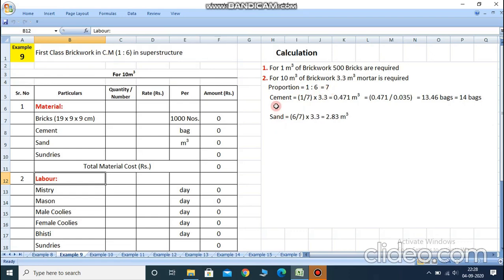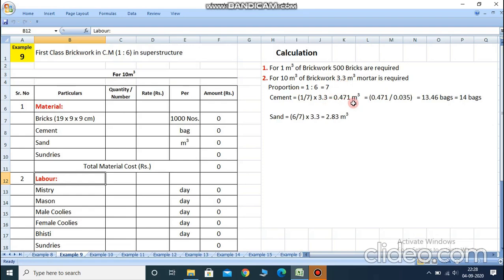Now first we find out the quantity of the cement. Quantity of the cement is equal to 1 divided by 7, meaning one part of cement out of 7, the summation of 1:6, multiplied by 3.3, because 3.3 is the total mortar required. So the total answer is 0.471 meter cube.